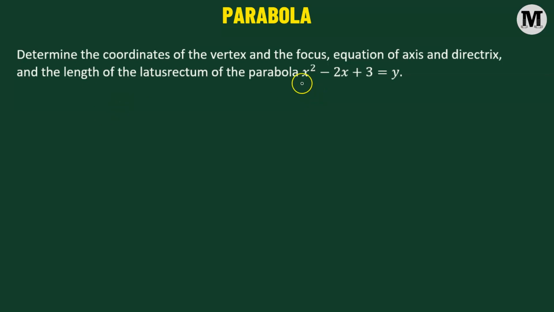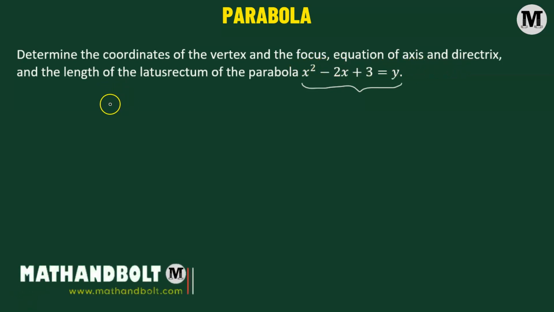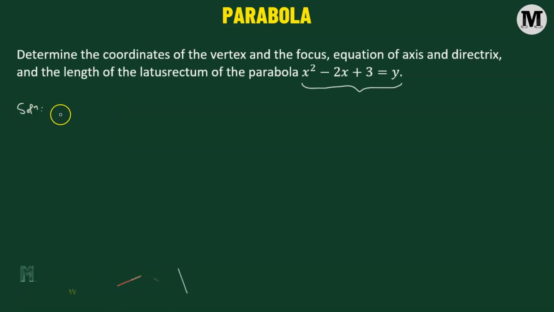So in this problem, we are provided with an equation of a parabola. Using this equation, we need to determine the coordinates of its vertex and the focus, the equation of its axis and directrix, as well as the length of the latus rectum. Let us begin. Here, we'll start with the given equation of the parabola.